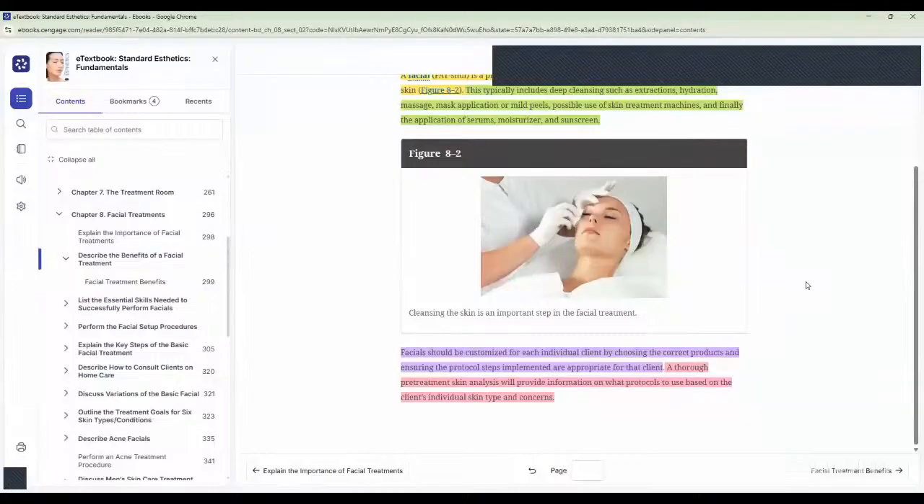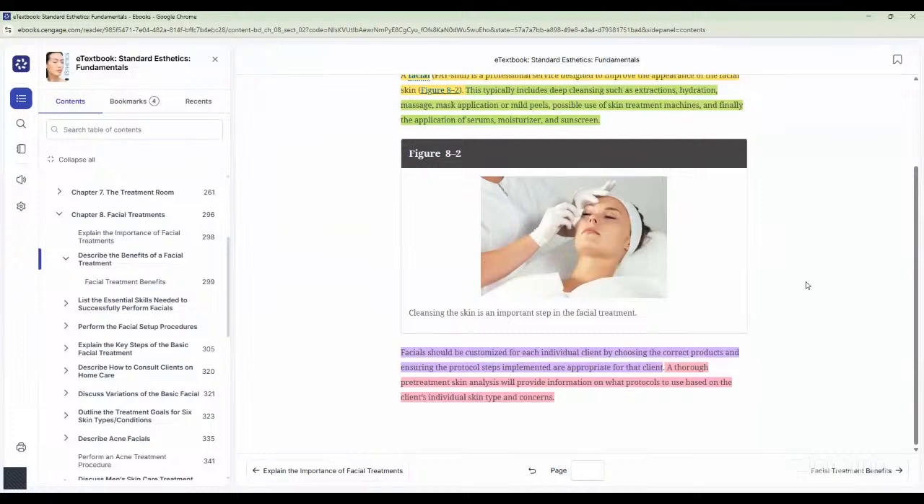Facial should be customized for each individual client. Each client is different. You will have no two clients that are alike. You can have a generalized type of skincare, but at the end of the day, no two clients are going to be alike.